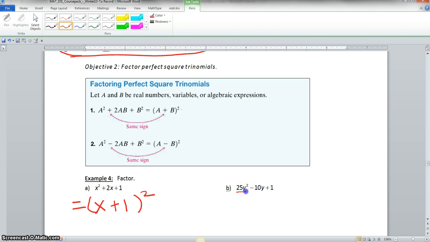Now we look here at b. Now we have a perfect square here and a perfect square here. Now what we could do is we'll put this in parentheses squared. Now we know the square root of 25 is 5 and the square root of y squared is y. Now because this middle term is a minus, we'll put minus in this parenthesis. And we know the square root of 1 is just 1. So now our answer here would be 5y minus 1 squared.